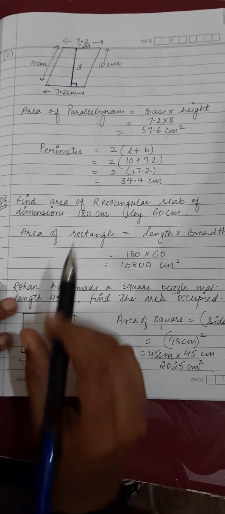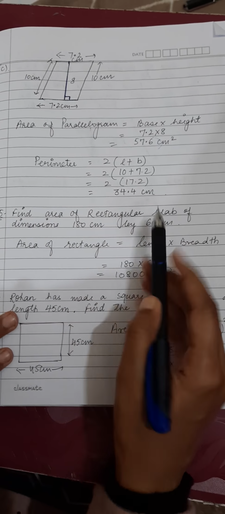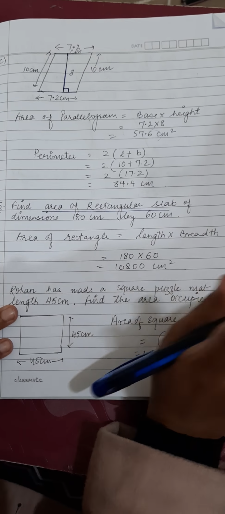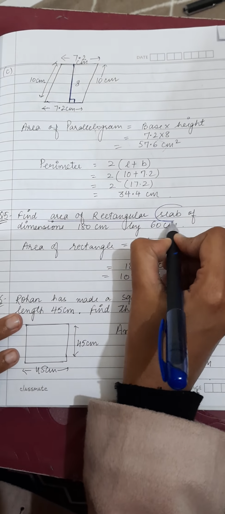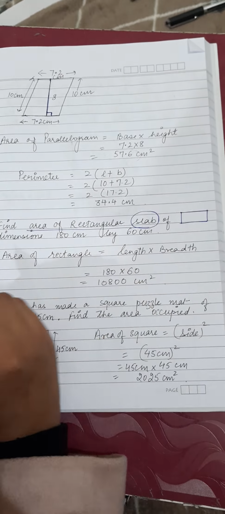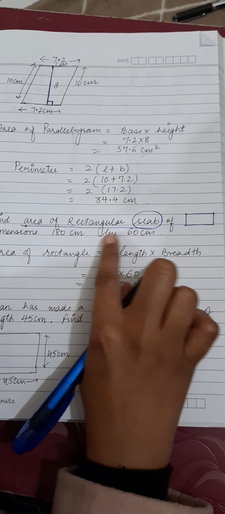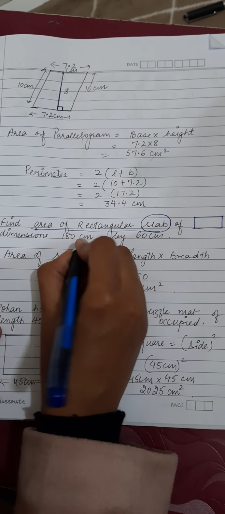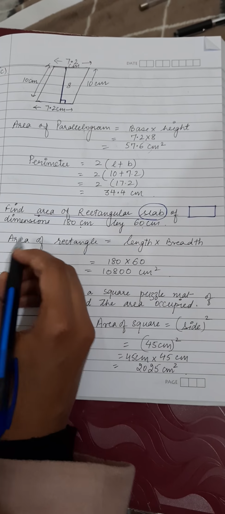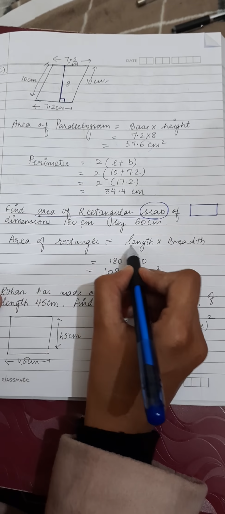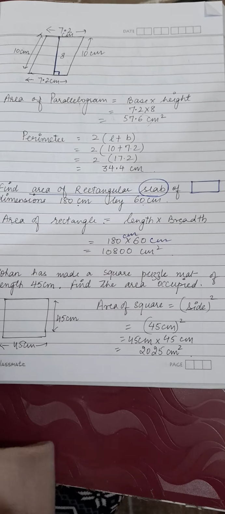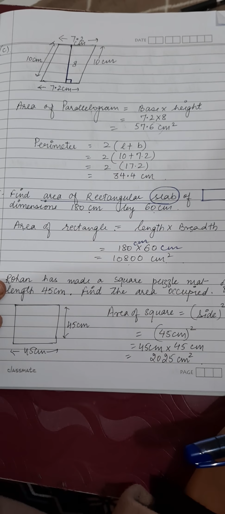Now question number 5 is find the area of the rectangular slab. Area of rectangular slab means you have to find the area of rectangle. You have to find the area of a slab which is in the form of a rectangle, whose dimensions are 180 by 60. That means length and breadth is already given to you. So what is the area of rectangle? Length into breadth. What is the length? 180 centimeters. What is the breadth? 60 centimeters. Multiply them, you will be getting the answer.